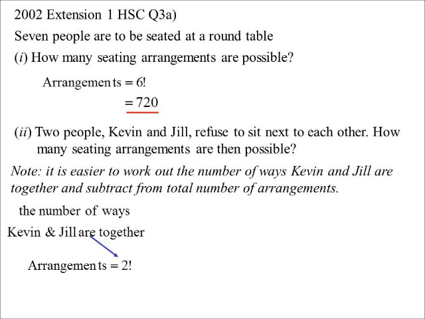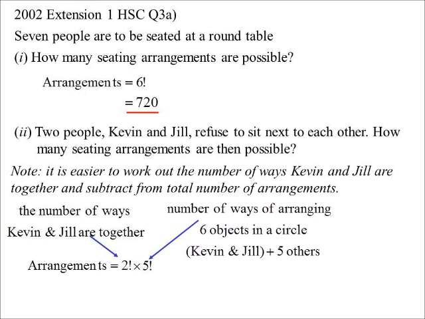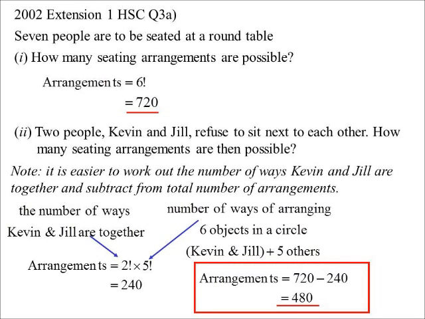So we are now going to seat not 7 people, but our group of 2 plus another 5. So 6 objects going around the table. So it'll be 1 less. So it'll be 5 factorial. 5 factorial, and that gives us a total of 240. Remember, we wanted the complementary idea. We didn't want the number of ways they are together. We want the number of ways they are not together. So 720 minus 240 gives me 480.